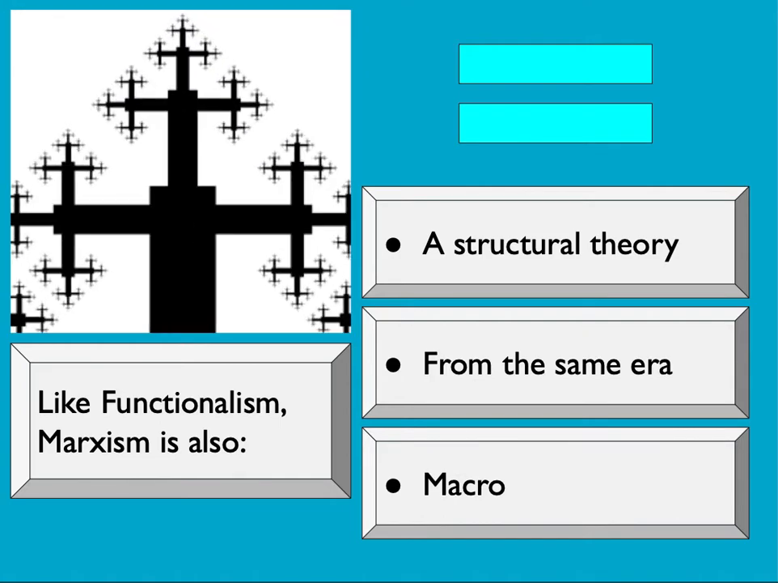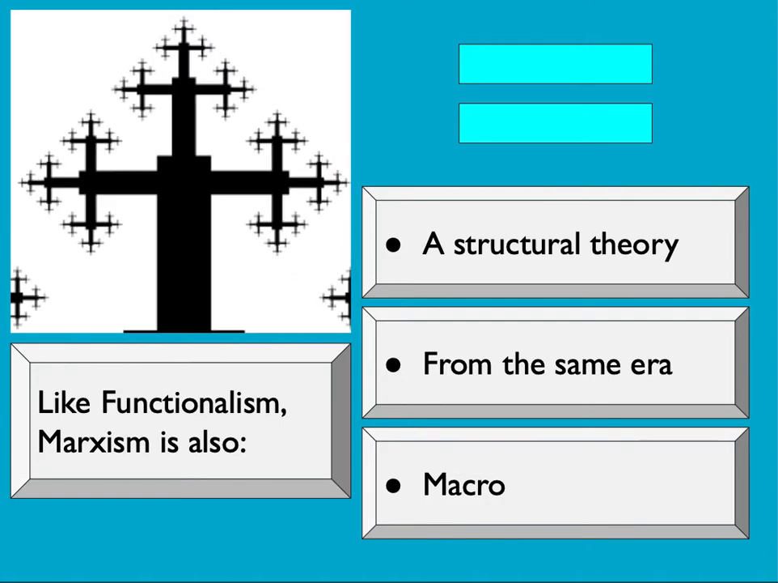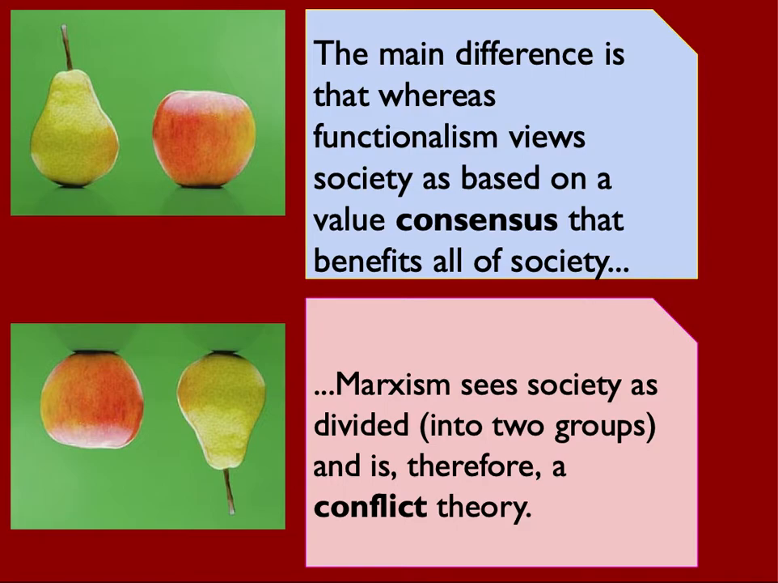A third similarity to note here at this stage is that they are both what we call macro theories. That means they consider society as a whole. The main difference is that whilst functionalists are what is known as a consensus theory, looking for the general agreement and how this benefits all of society, Marxism is what is known as a conflict theory. We will go on to explore what this means.